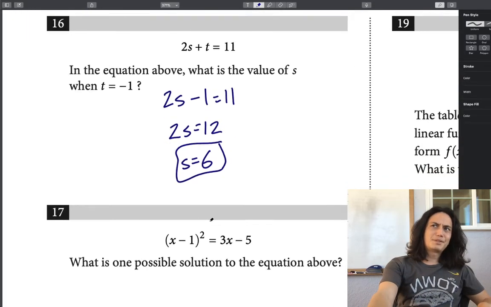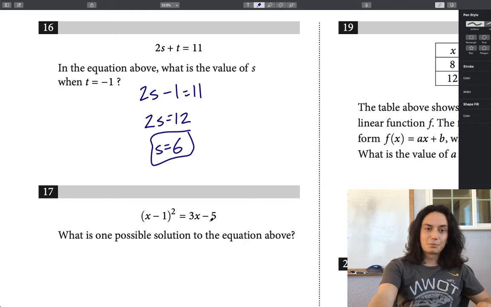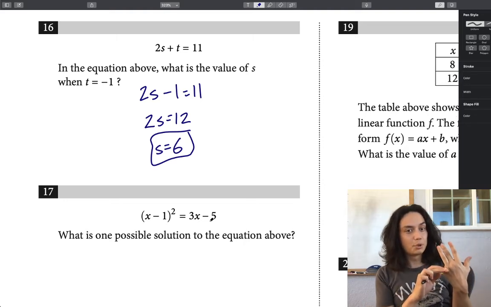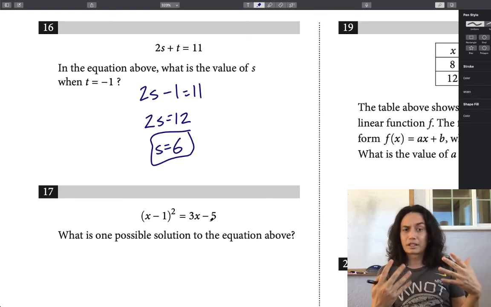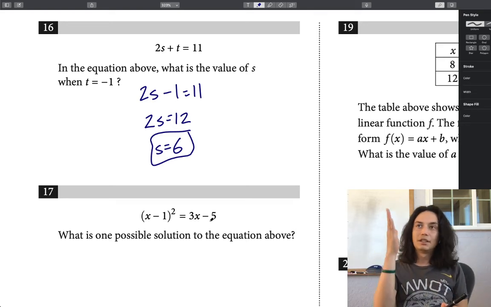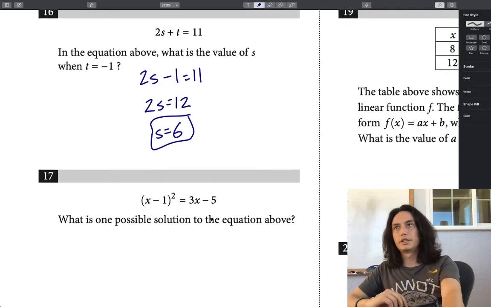Is there anything to say about 16? If you missed this question, slow down. Your attitude on question 16 should be, this is not multiple choice. I can't count on the answer choices to correct me when I'm wrong. I need to slow down and get questions like this one right, because everyone should get this question right. All right, question 17.